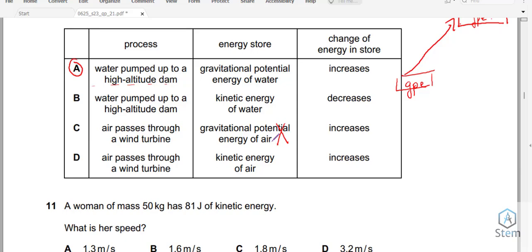Again, air passes through a wind turbine. We are looking at kinetic energy of the air becoming kinetic energy of the wind turbine. But the wind turbine is not a storage.